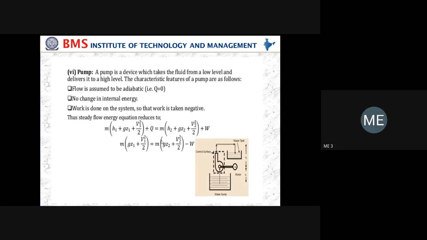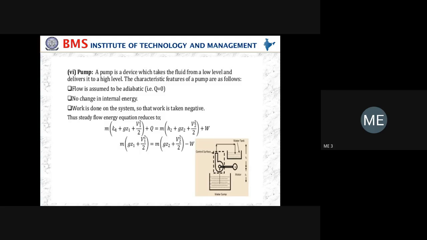And then Z1 and Z2. Because it is lifting the water from a lower level to a higher level, definitely you have to consider the datum head. Z1 and Z2 are different. Suppose I am taking from the bottom line, so the inlet and outlet are at different levels. In that case, definitely you have to consider the datum. You don't neglect the datum here. You neglect the datum in the case of a nozzle, a compressor, or a turbine, but in a pump, you have to consider the datum. Z1 plus V1 square by 2. Q we can neglect because there is no heat transfer.